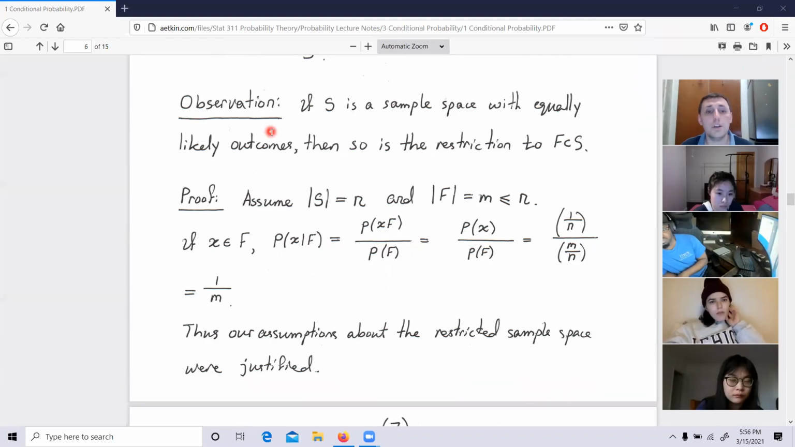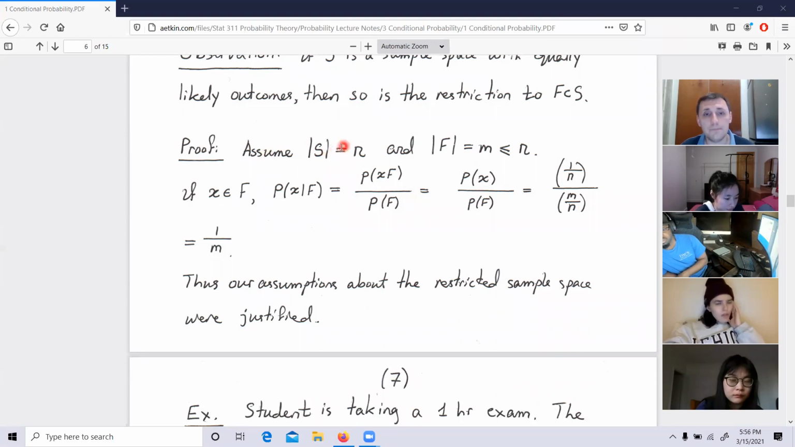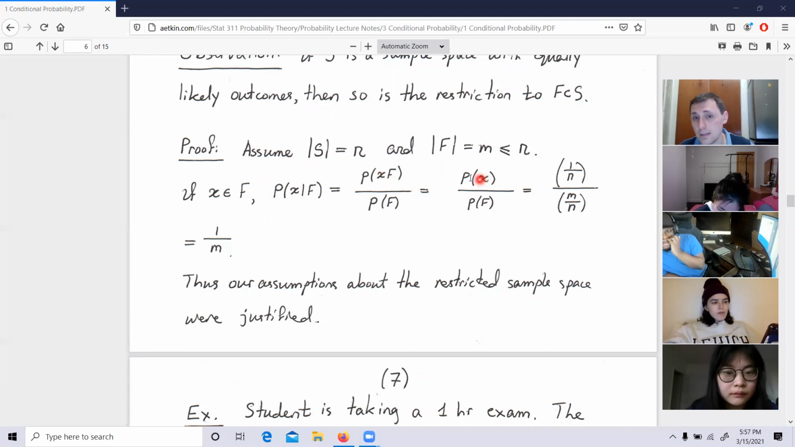So this is the situation, guys. Suppose that S has n possible outcomes, each of them equally likely, and F has m outcomes. I want to show that each of the outcomes in F will be equally likely if F had occurred. So the probability that X occurs, any X within F, is just according to the definition, the probability of X intersect F divided by the probability of F. But what's X intersect F? X is a particular event in F, so X intersect F is just X. So this is the probability of X divided by the probability of F.